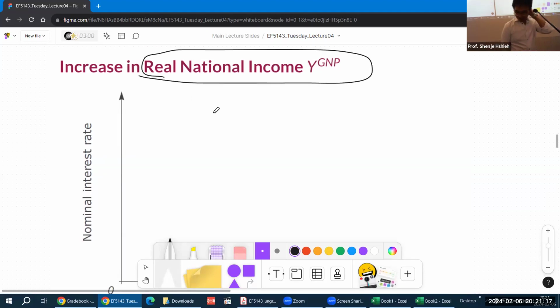So let's do our first policy analysis. What happens when we have real national income increasing? So why would you think about this? Well, suppose you're China and you know that China might be conducting open market operations to buy certain assets to stimulate the economy, perhaps. Or maybe not that, maybe that's too monetary. Maybe think about something more specific.